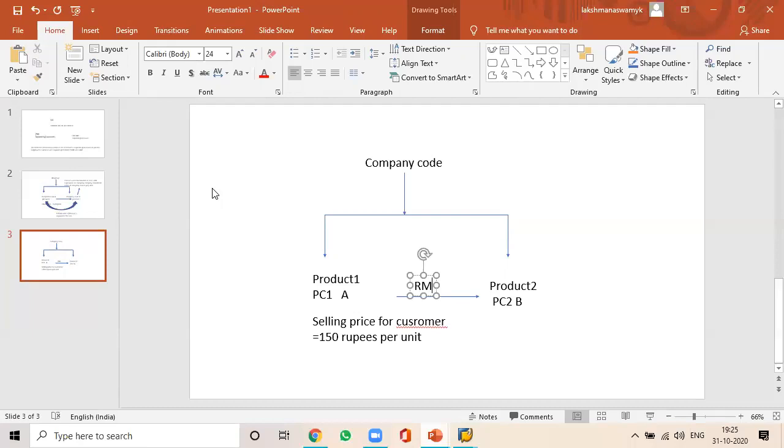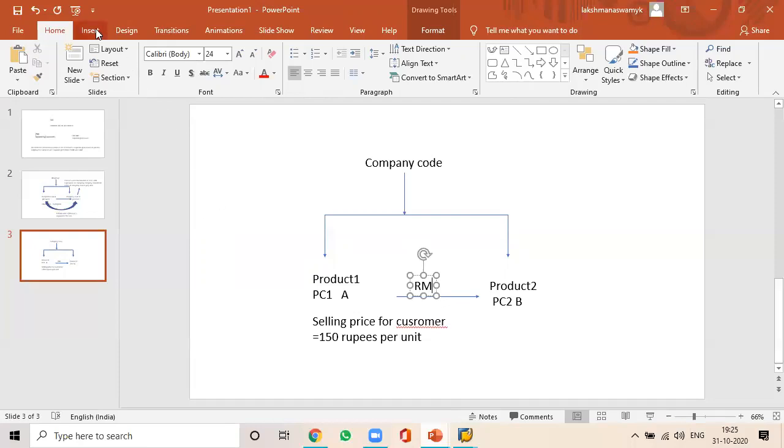So they will come to an agreement. Person A and person B will come to an agreement. Person A says, I don't charge 150 rupees from you, but I am ready to charge only 125 rupees from you. For that, the person responsible for the product 2 also accepts. This is called markup price.